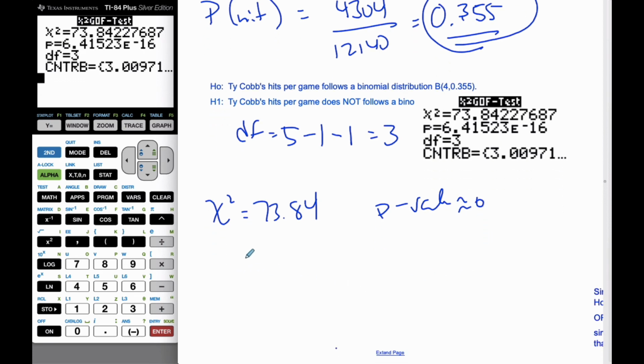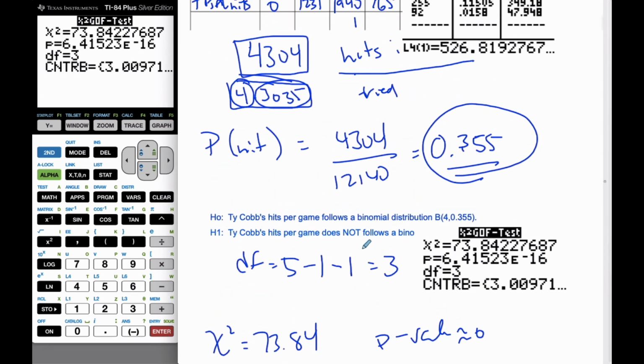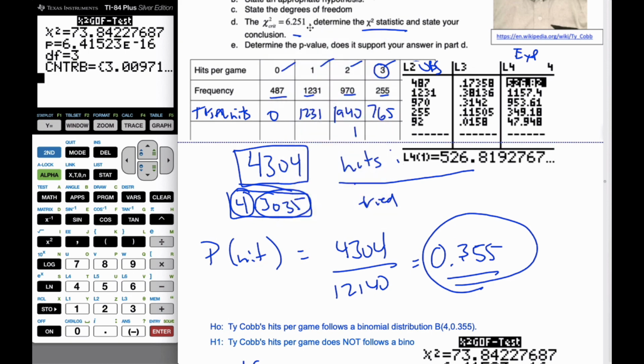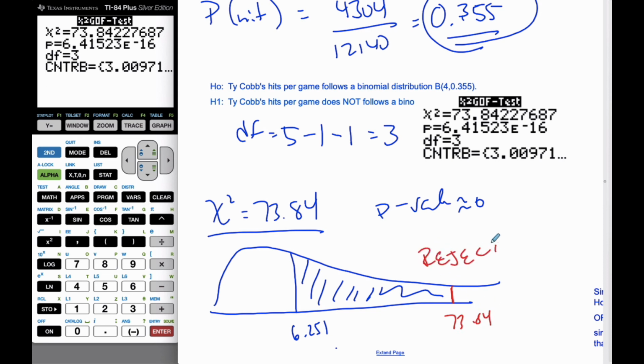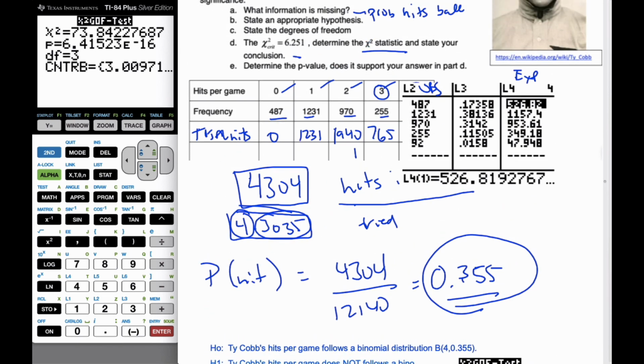So if I think about what this means, if I graph this, here's my chi-squared graph. My chi-squared critical value is 6.251. So somewhere there exists a value here of 6.251, which defines my critical region. If my test statistic is inside the critical region, and this one is clearly inside, here's 73.84, then I will reject H0.